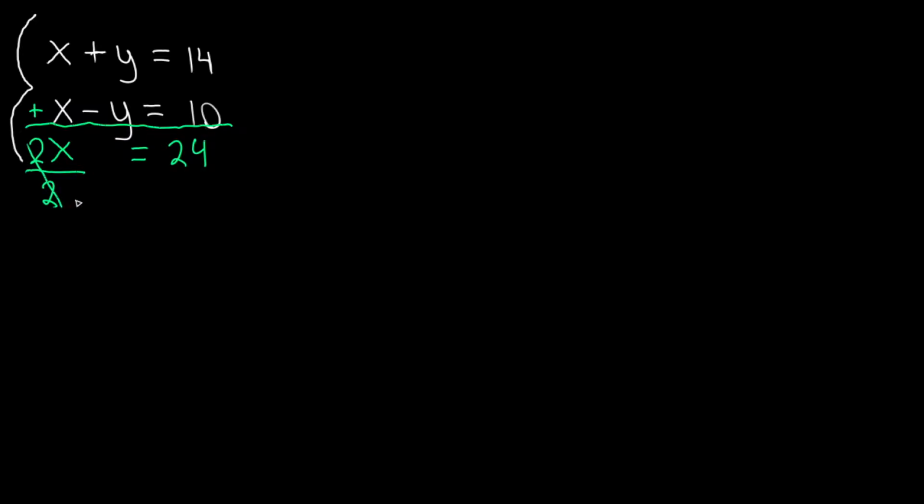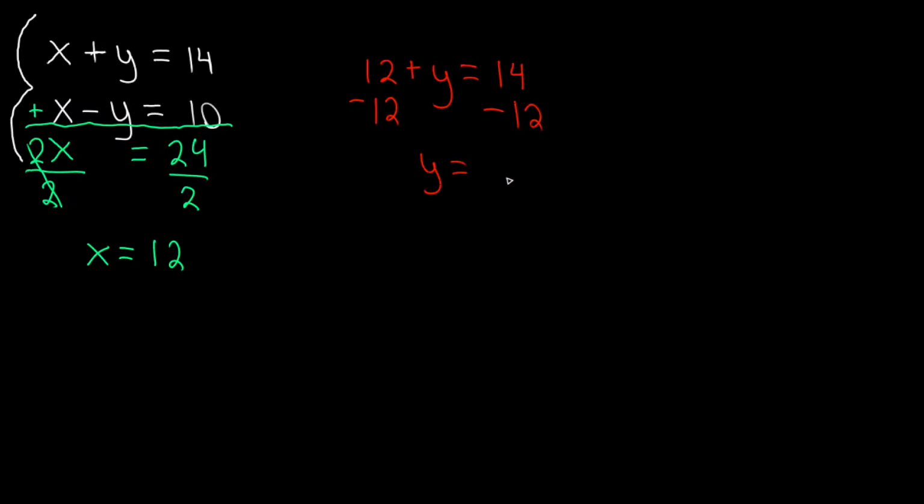Now we can get x alone by dividing out the 2 on both sides. And we're left with x equals 24 divided by 2, which is 12. Now we can plug this 12 back into either of our equations. I'll just use the top one. So take our x, 12, plus y equals 14. Get our y alone, subtract out 12 from both sides, and we're left with y equals 2.